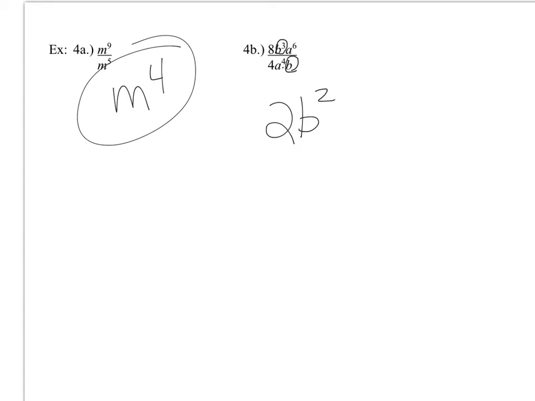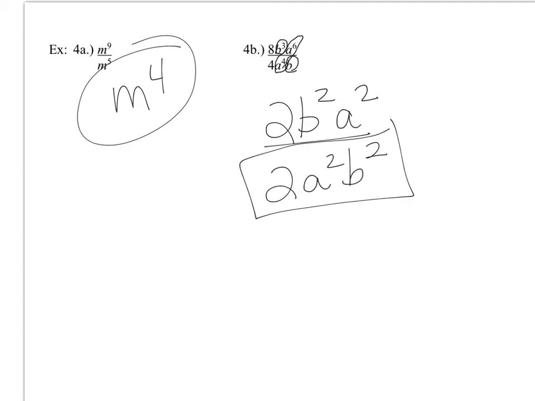And then we take the a's, a to the 6th over a to the 4th. That leaves us with a to the 2nd. Now typically we write our answers in alphabetical order, so usually you would see it as 2a to the 2nd, b to the 2nd, and that would be my final answer.